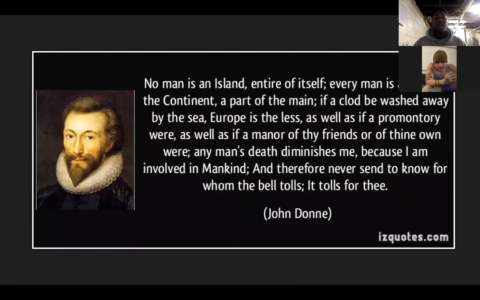No man is an island, entire of itself. Every man is a piece of the continent, a part of the main. If a clod be washed away by the sea, Europe is the less, as well as if a promontory were, as well as if a manor of thy friends or thine own were. Any man's death diminishes me because I am involved in mankind, and therefore never send to know for whom the bell tolls, it tolls for thee.